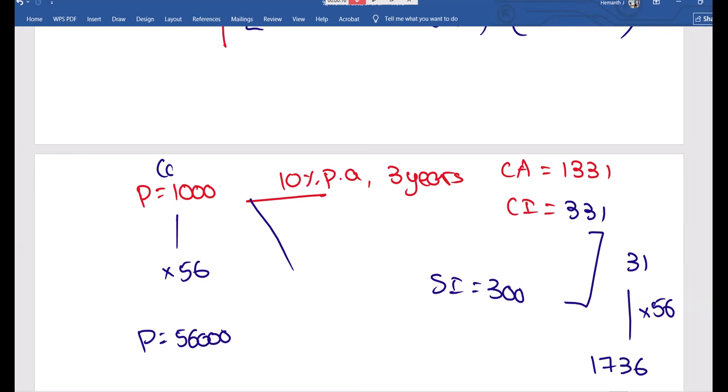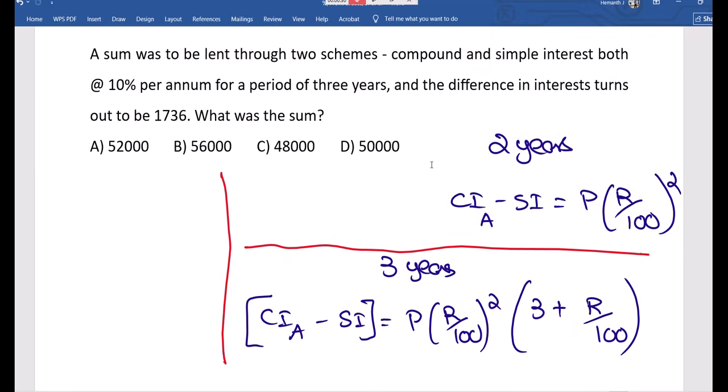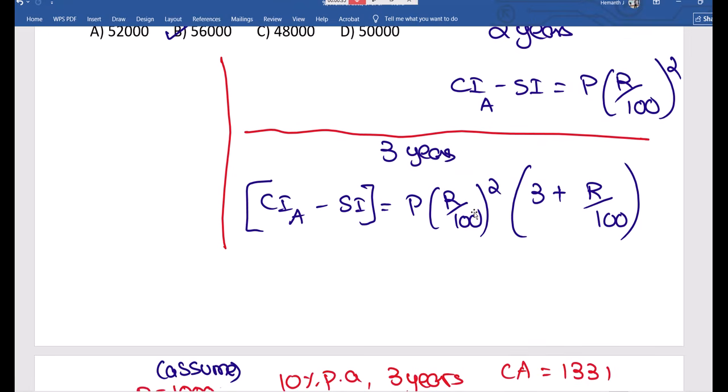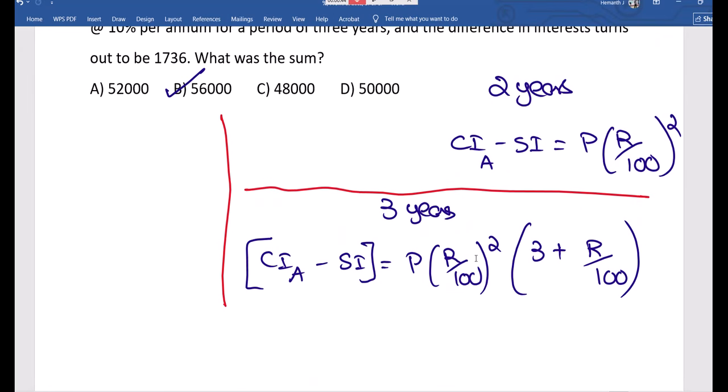This is our assumption. 1000 is our assumption. We proceeded. We got 31 as the difference between CI and SI, but we got 1736. So this is the other approach, but it may take quite some extra time compared to the formula. So 56,000 is the answer.